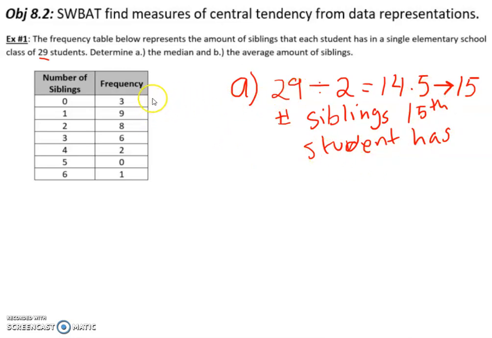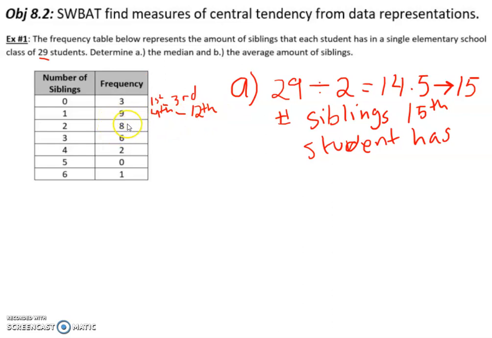What we do is we go over to our frequency table and we see that there are 3 students that have 0 siblings. So the students in this class that have 0 siblings would include our first through our third students. Now, the number of students in this class who have 1 sibling, there are 9 more. And we already worried about the first through third student in order. So that means the students who have exactly 1 sibling would start with our 4th student in order, 4th through 9 plus 3 is 12. So 4th through 12th.